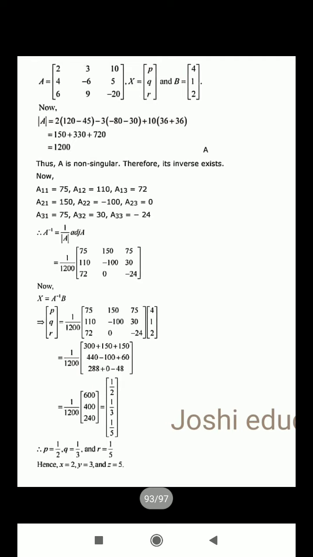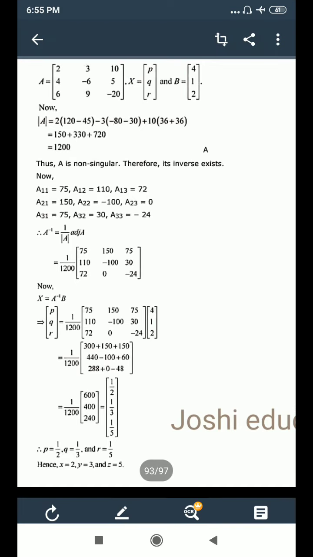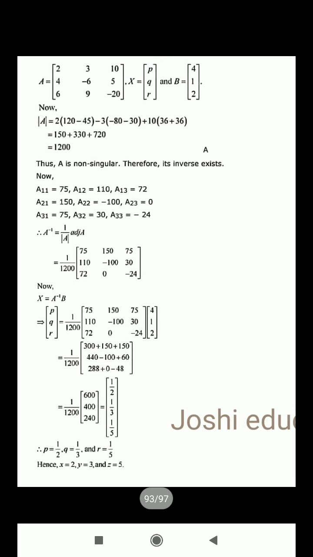One more thing I tell you, you need not assume them as p, q, r. You can directly take, in place of p, 1 by x, in place of q, 1 by y, in place of r, 1 by z. Then also you can do it directly without substituting anything. So that method you can also try. But as I have taken p, q, r in this PDF, I am explaining on the basis of that only. So the remaining process is the same.